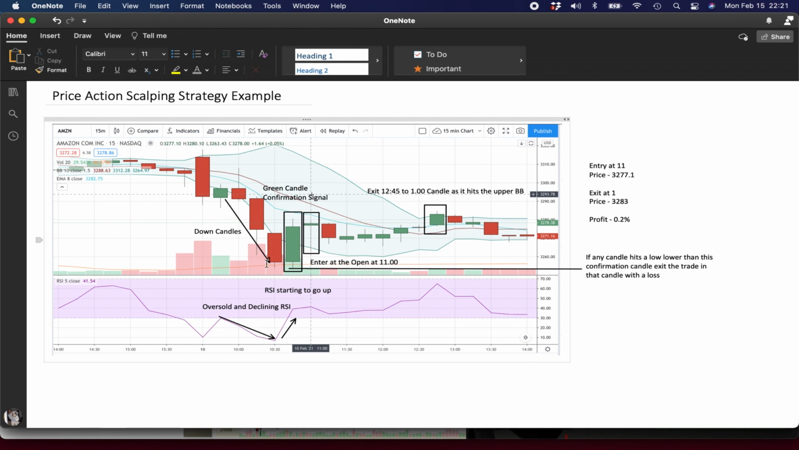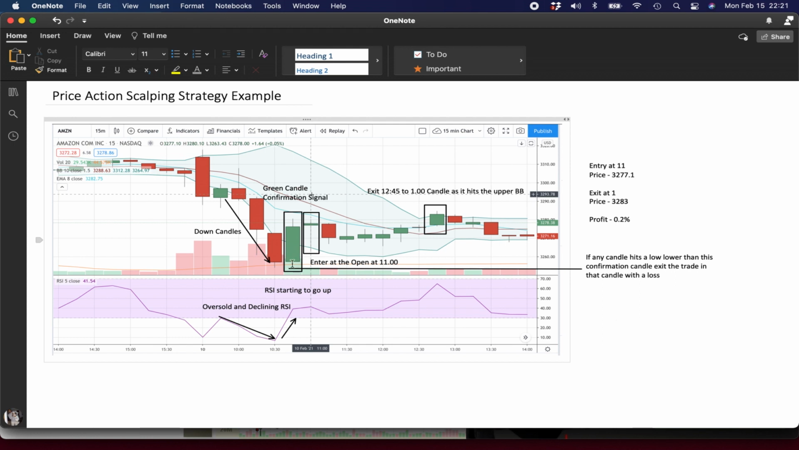Keep in mind that these 3 down candles happened in the first hour after the market opens. Now, I'm not getting into this trade in the first hour of the market open as per my rules. The confirmation green candle happened after the end of the first hour after the market opened.